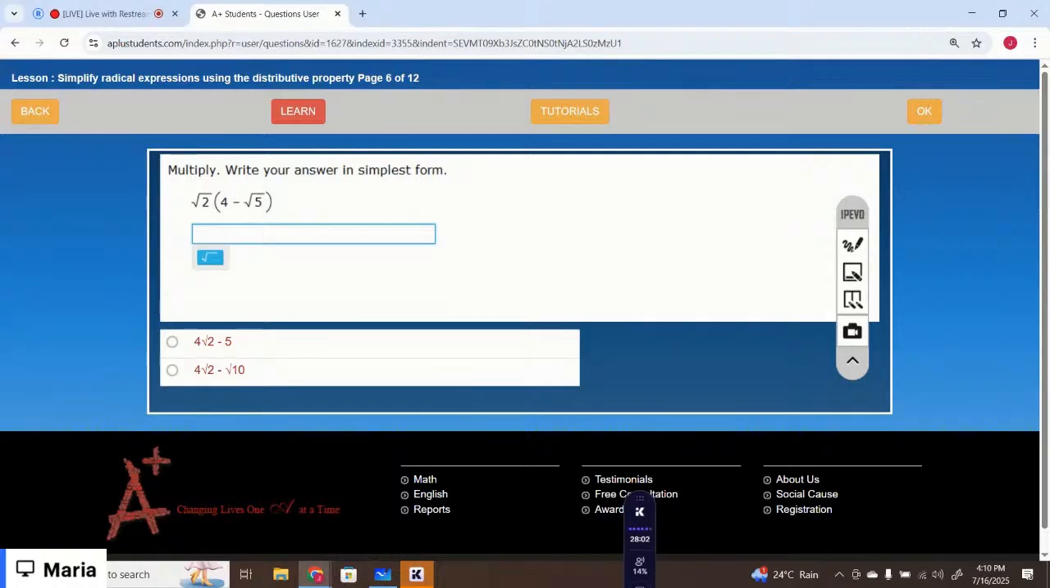Square root 2 times 4 minus square root 5. That is 4 square root 2 minus square root 10. Option number 2 is the correct option.